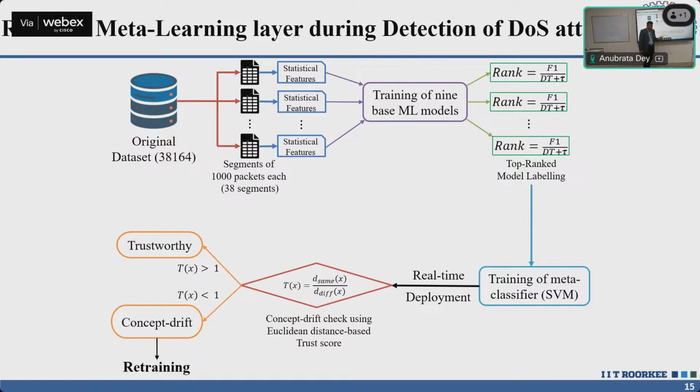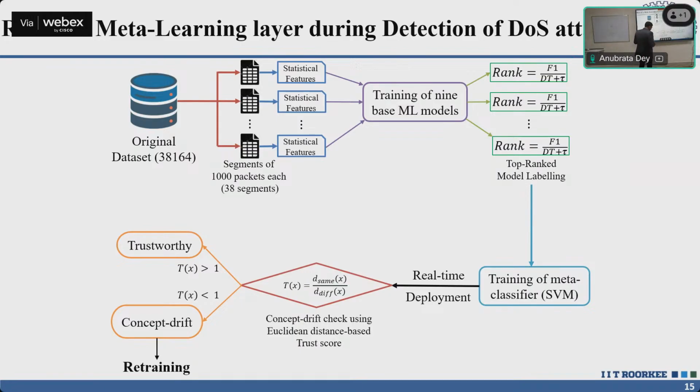Concept drift is nothing but a ratio of Euclidean distances: the numerator is between the same classifier, and the denominator is a different classifier. If this value of Tx comes greater than 1, then whatever classifier you trained earlier, one month ago, remains as it is. If it is less than 1, then retraining is required, and you have to retrain your algorithm again. So that is what we have done.